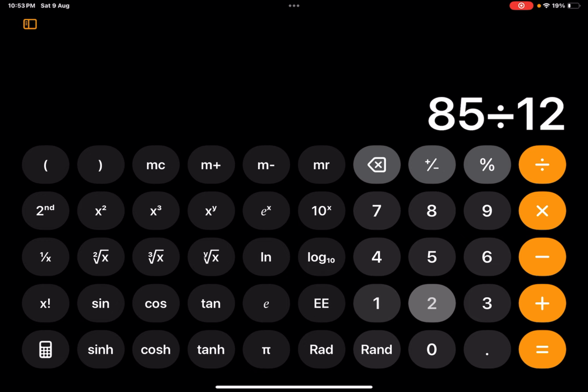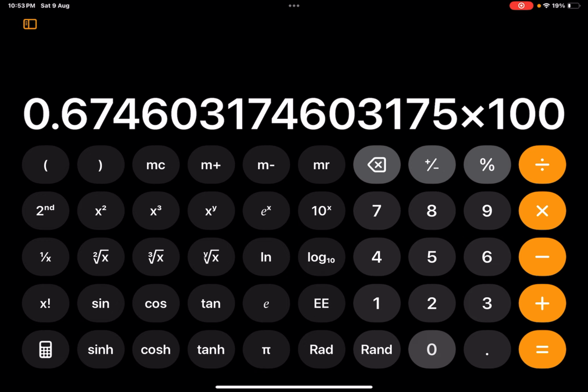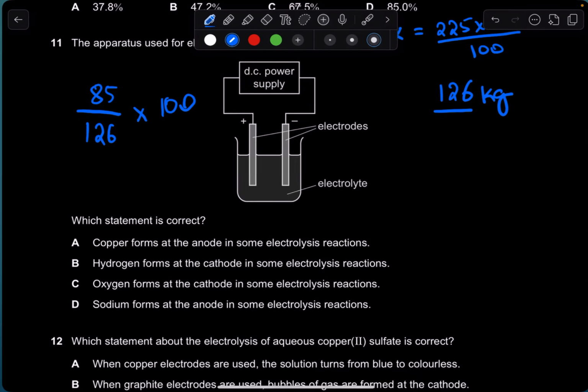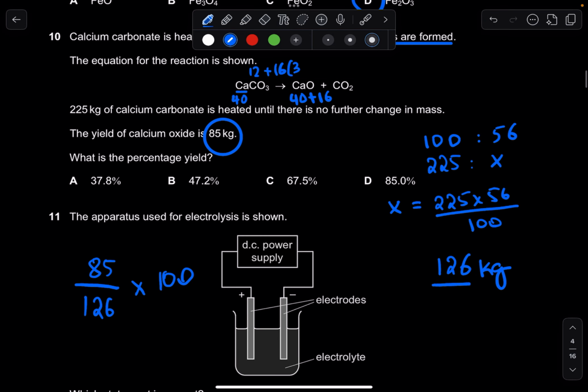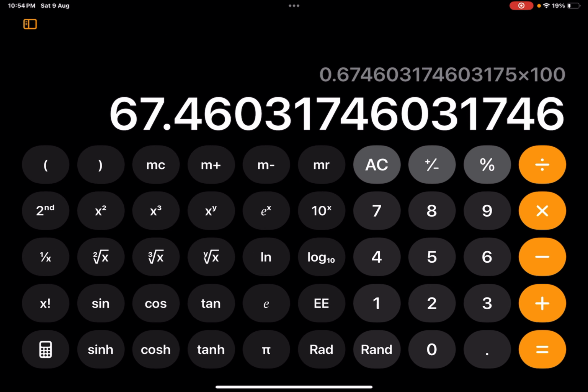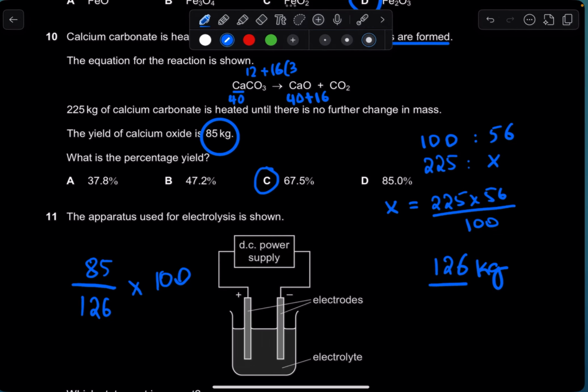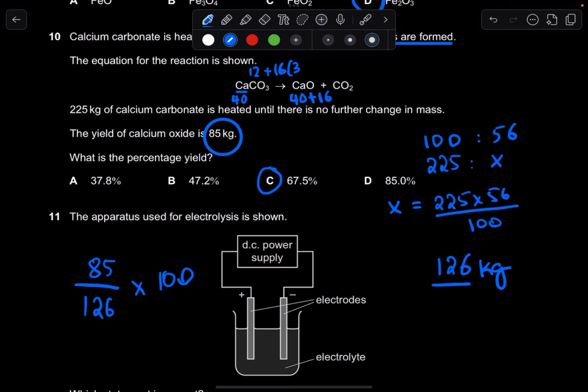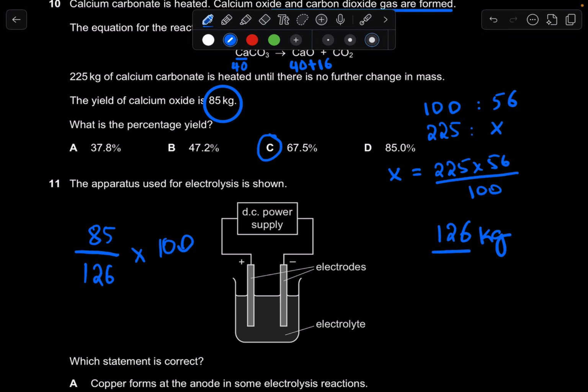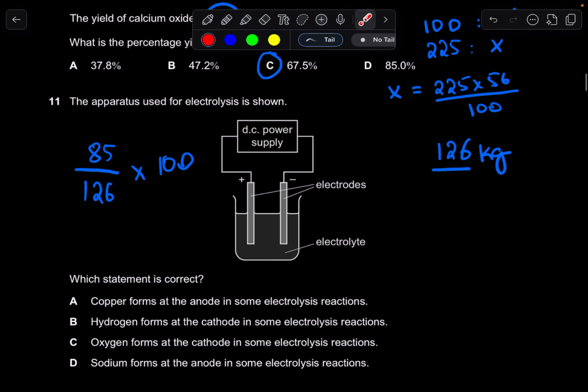85 divided by 126 times 100, 67.4%, which is option C. Why? Because when you round it off, 67.46%. So when you round this, 4 becomes 5. Okay. Next question says that the apparatus for electrolysis is shown.